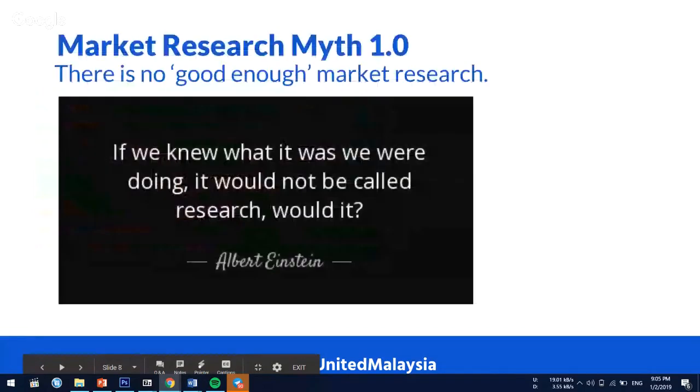So, market research myth 1.0. Before I even go into telling you what is the best way to do market research, first thing first is that there's never good enough market research. For people who have done research before, like science students, in the process of research you are never good enough, and there's never a one-way answer to all the things that you need to know about your customer. So first thing first is to really trust the process and believe that the answers you need to know will unfold along the process of doing market research itself.